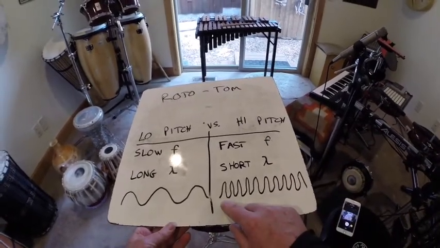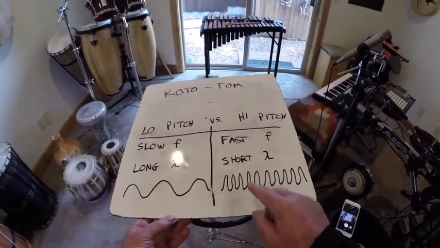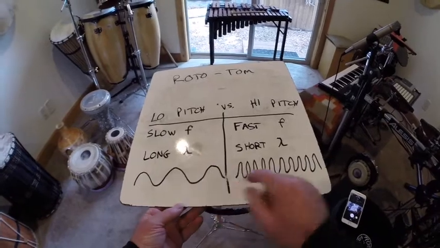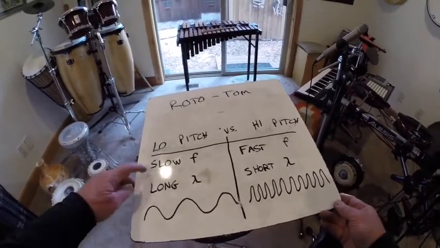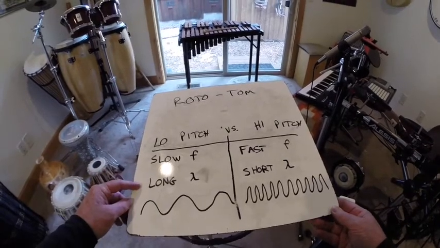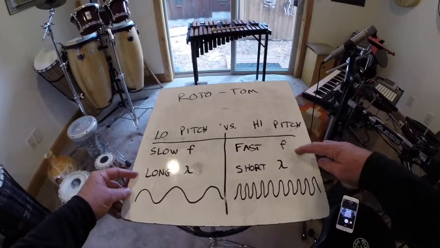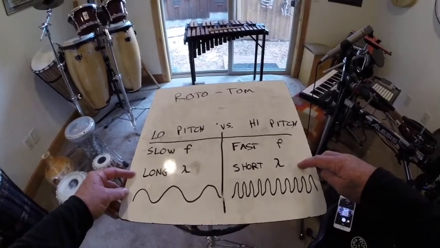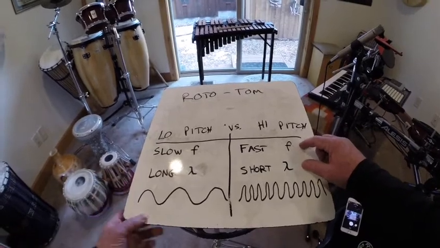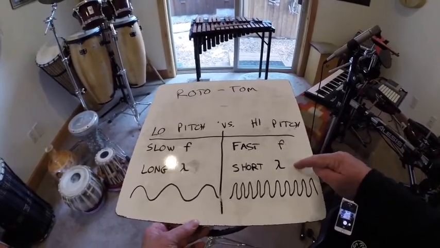And can you see that this one is vibrating much more quickly than this one is? But the distance between waves is much shorter than here. So if it has a slow frequency, it has a long wavelength. If it has a fast frequency, it has a short wavelength. So these two vary together. They're locked together. When you change one, you're going to change the other.